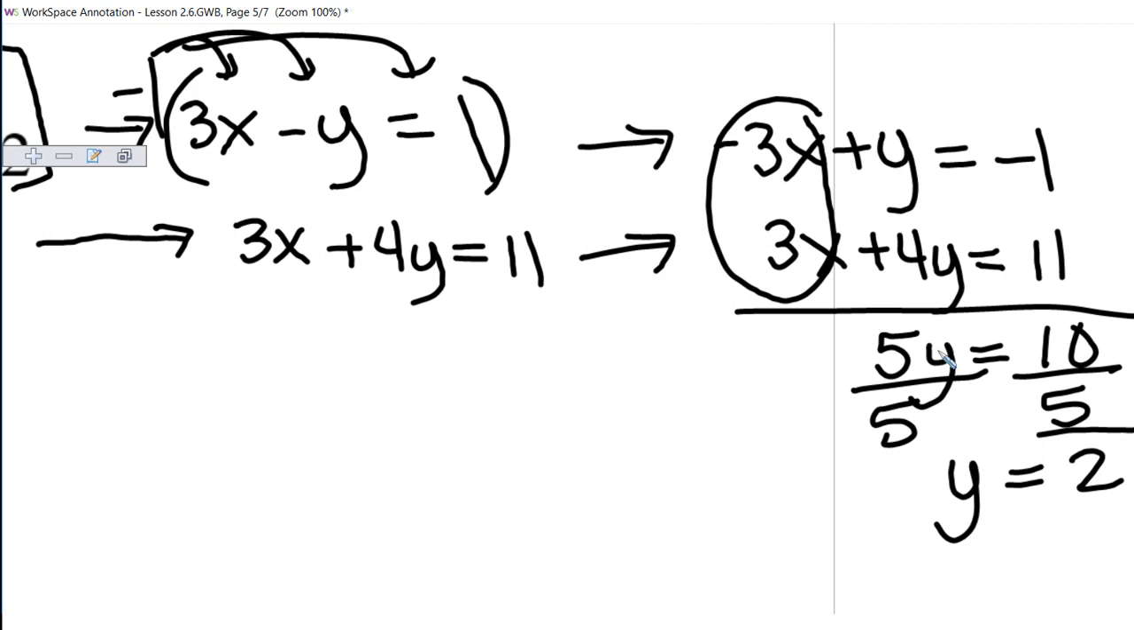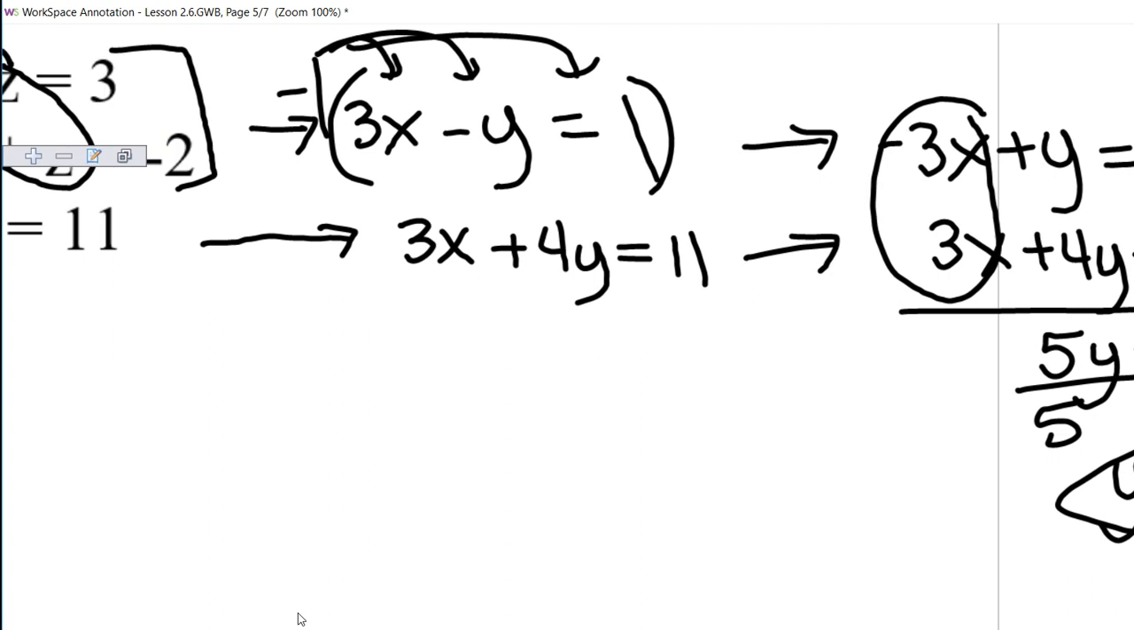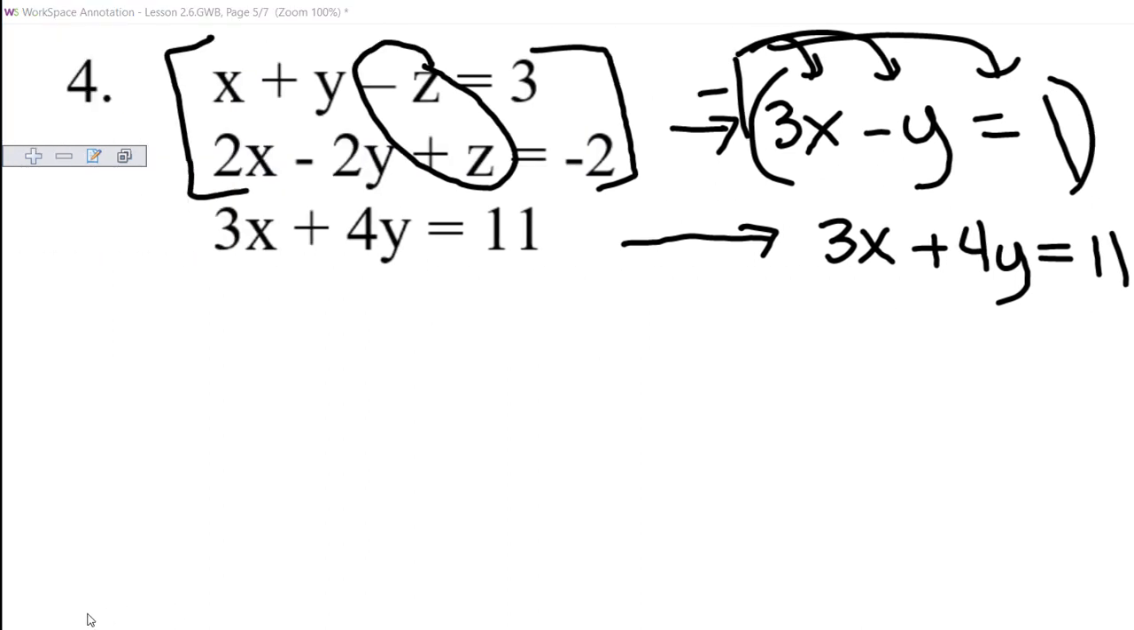That's only one answer. All of that work, and do I have all the answer? No, I just have a third of the answer. So don't do all that work and think you're finished, because we're not. Now, after we have y, we need to find x and z. So which equation do we want to use to find x? Try to use one of the shorter ones.